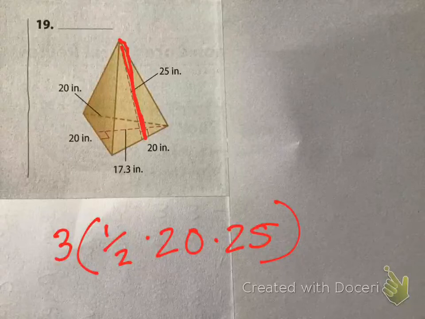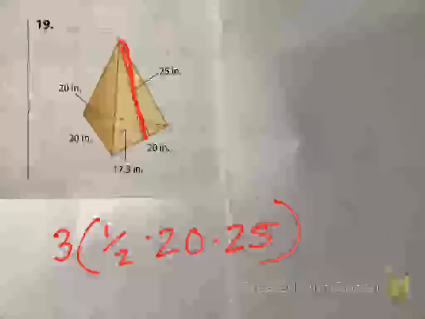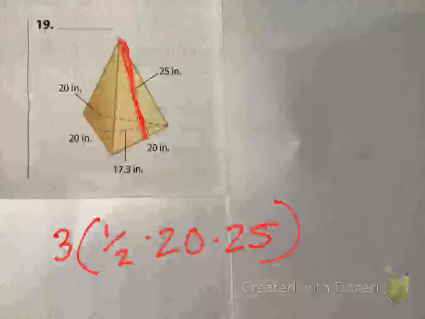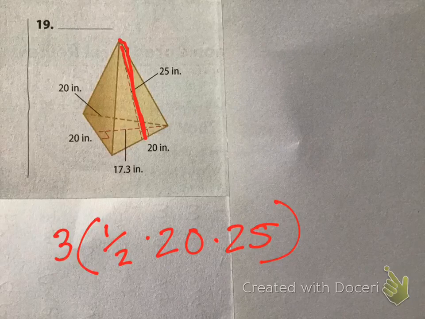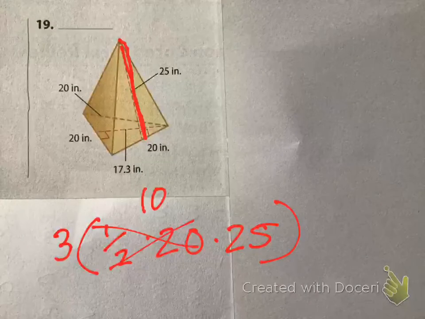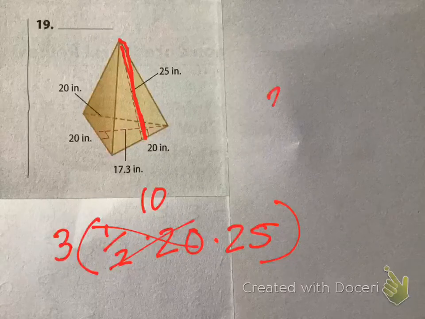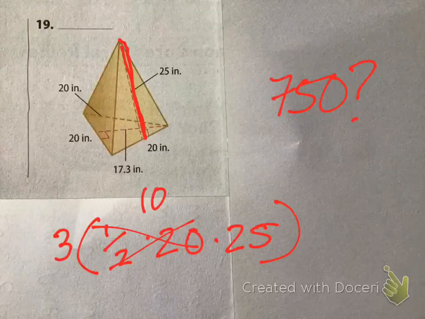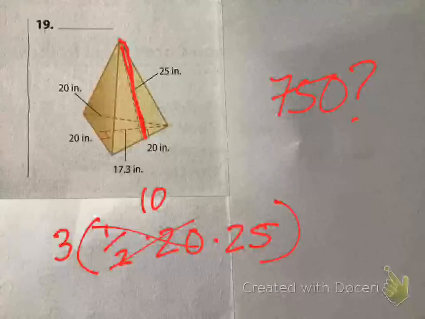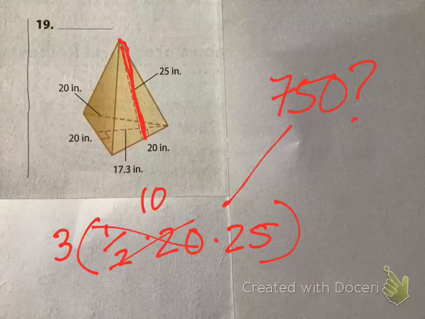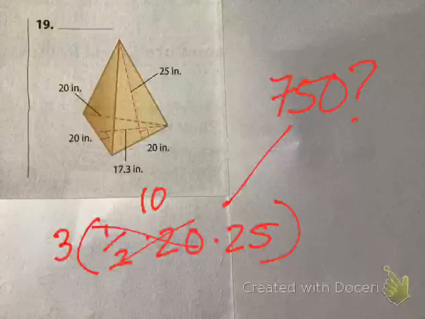slant height. You might hear the word slant height. We call it a slant height because it's the height, but it's slanted. It's the exact same thing. We still care about the height and all of that. Once again, I'm going to cross-cancel that out. I get 10. 3 times 10 is 30, times 25 is 750, I think. Yeah, thank you, Caesar. So that's so far the area of those 3 upright sides.